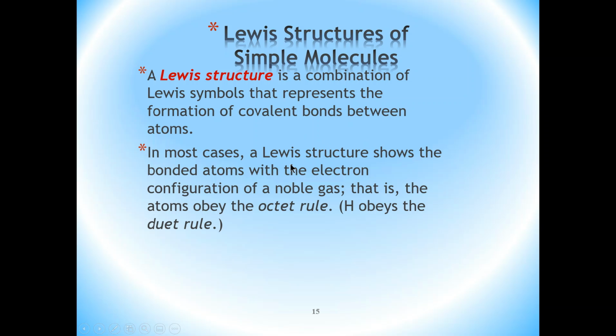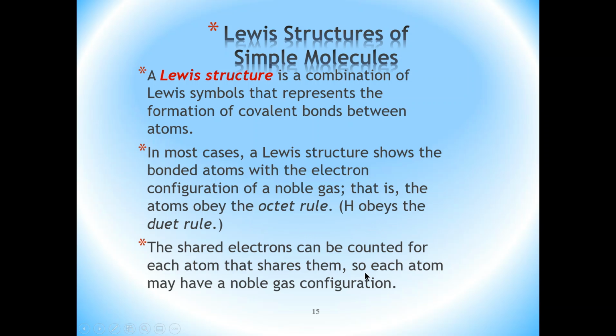Now, in most cases, not in all, because there are some exceptions, what you'll find is that each atom will end up with a noble gas configuration, or in other words, will end up with 8 electrons on its outer shell in these structures. But there are some exceptions, and we're going to get into those later on. Also, hydrogen, of course, cannot have 8 electrons, so hydrogen will have 2 electrons on its outer shell because it obeys the duet rule. And the shared electrons can be counted for each atom that shares them, so in most cases, again, let me emphasize most cases, each atom will have a noble gas configuration.